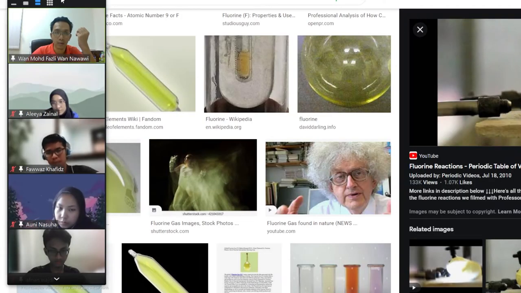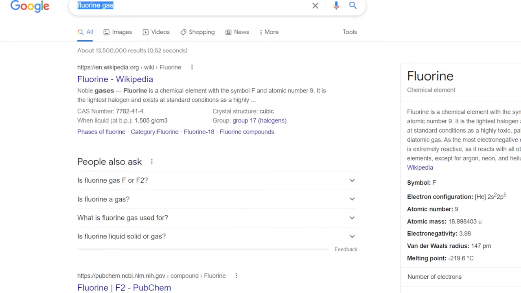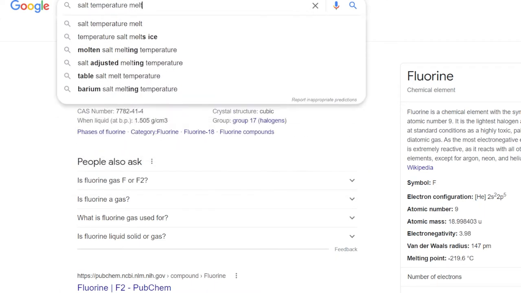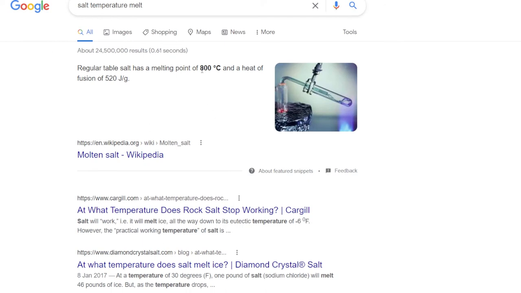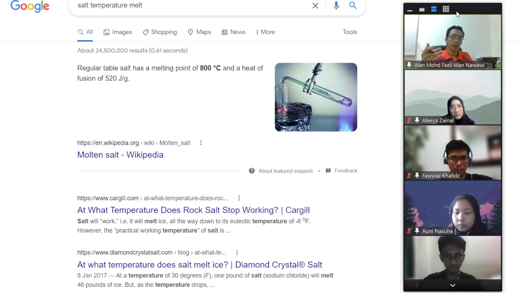If I go here, let's say salt, temperature, melt. You see it takes around 800 Celsius and above. The melting point is around 800 Celsius in order for you to make salt melt. When you put salt in the water, it is a different thing, typically, because of polar and non-polar. What I show here, when you heat the salt, is basically infusing energy into the salt to break the bond.